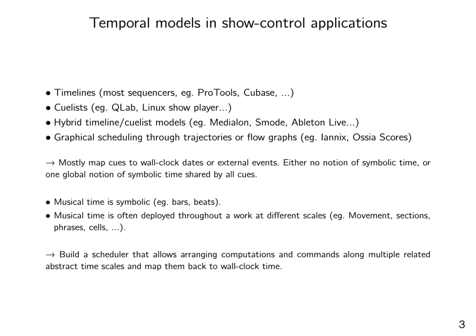So we want to build a scheduler that allows arranging computations and commands along abstract time axes, so that you can have all your commands to light systems or audio devices or stage props and so on, and organize all of them in some abstract score which deals with multiple related abstract timescales that you can map back to wall clock time using tempo curves or using information from the live performance.